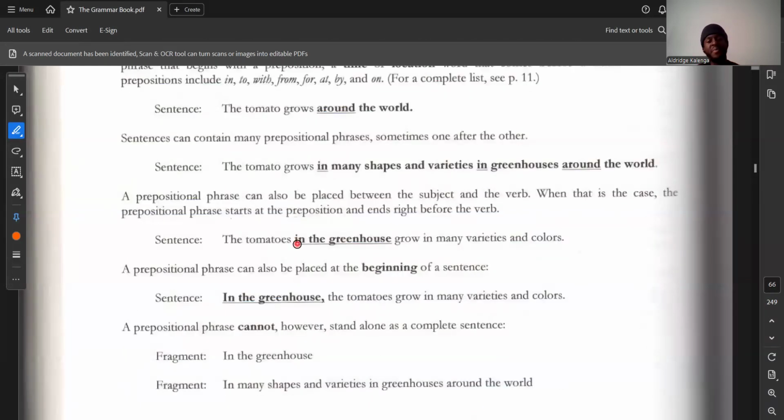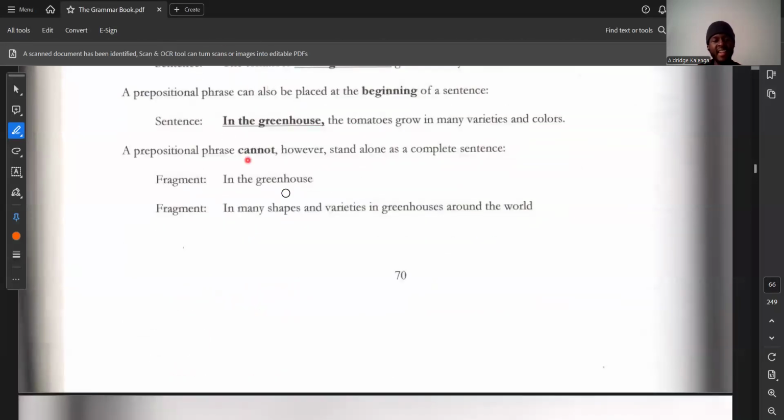You can begin with the prepositional phrase. In the greenhouse, the tomatoes grow in many varieties and colors, but you can see that little prepositional phrase there is like a fragment. It's a non-essential clause. A prepositional phrase cannot stand alone. Why? It's because it's a fragment.